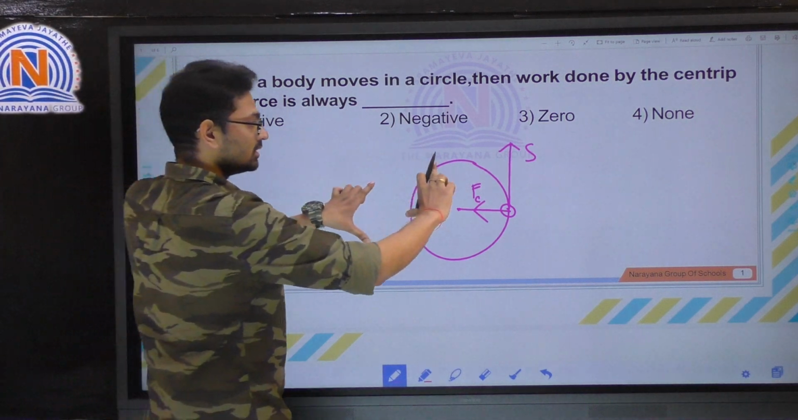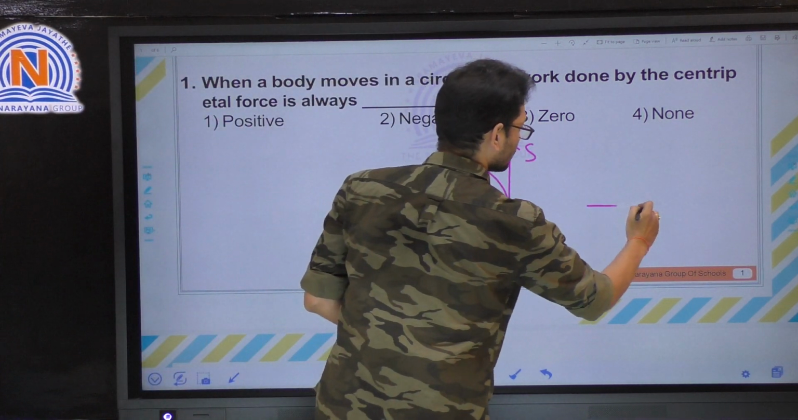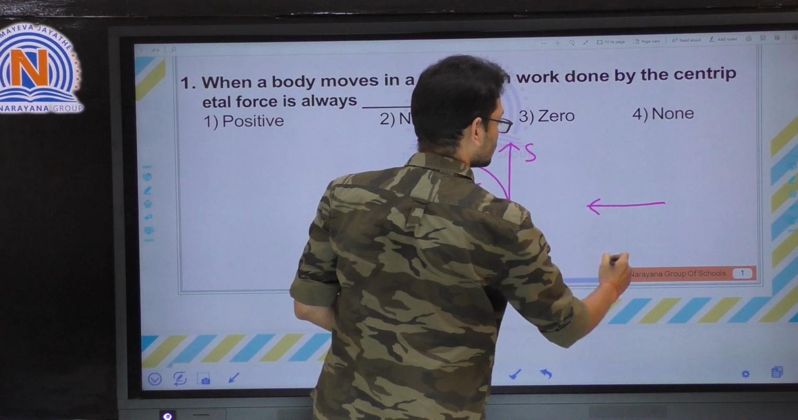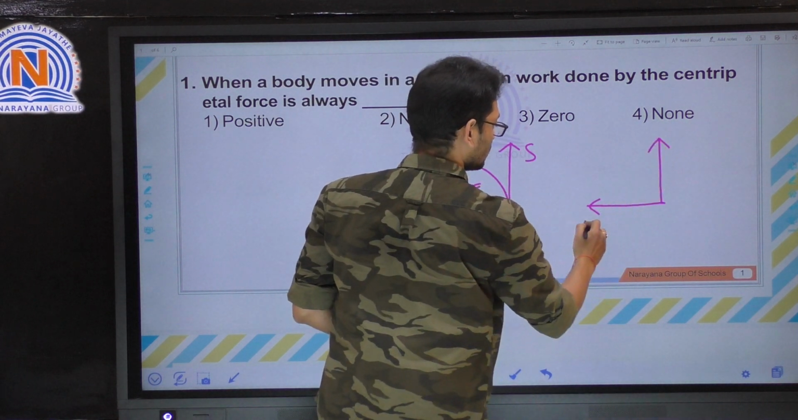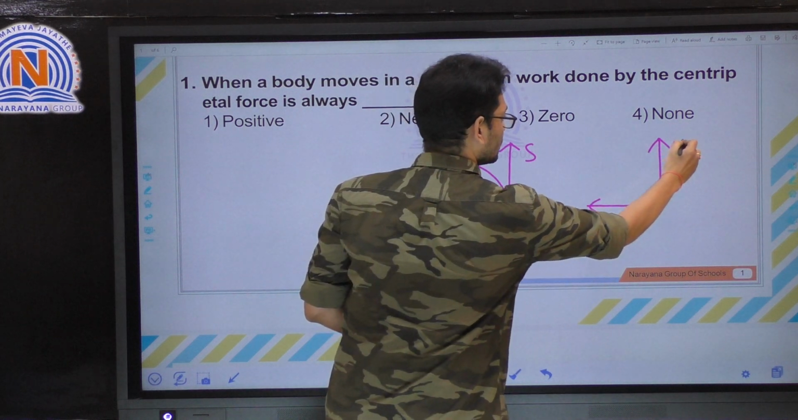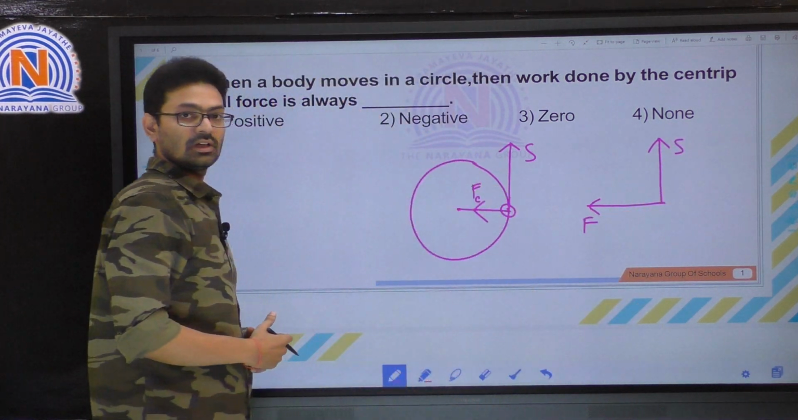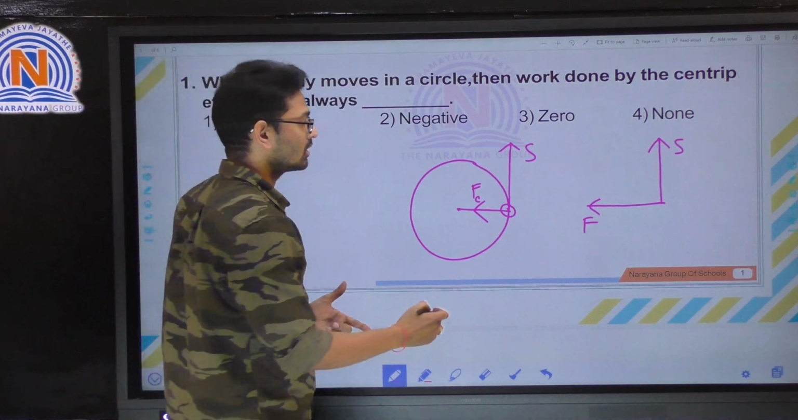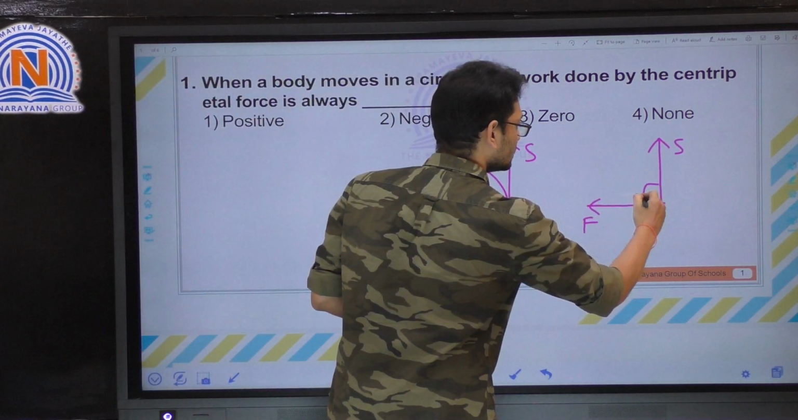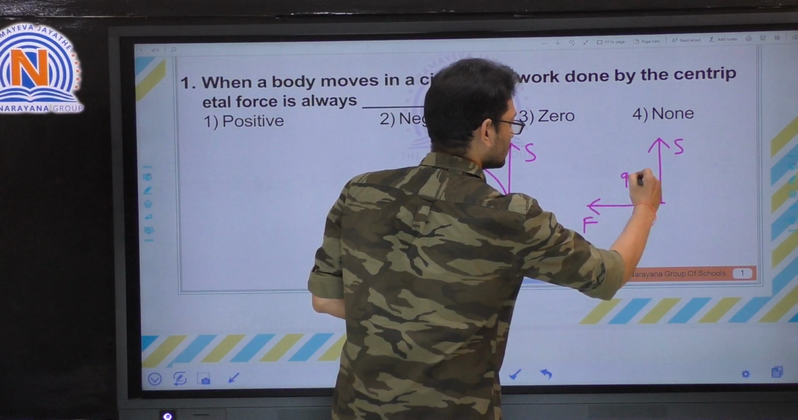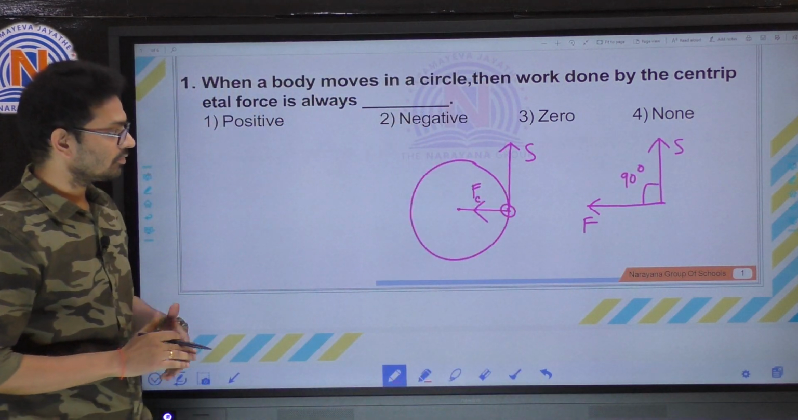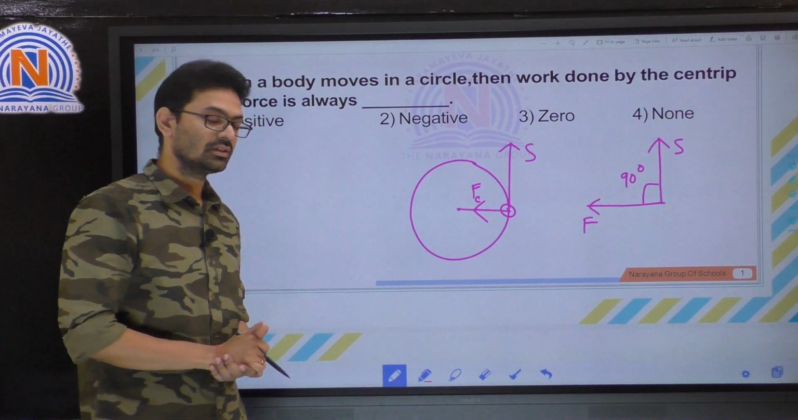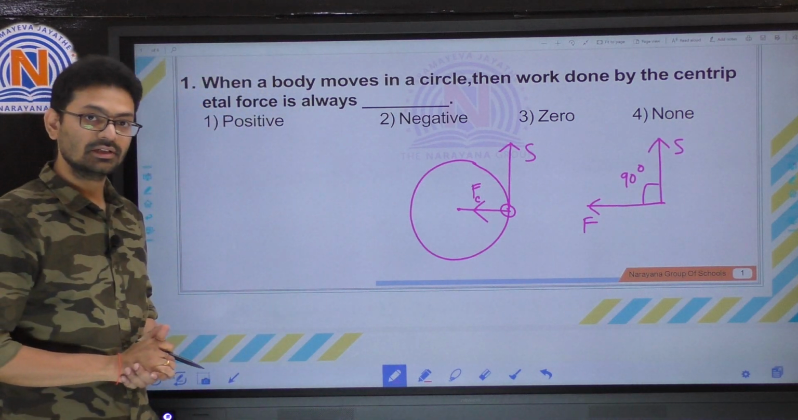Now let us take these things to a side. Force, displacement. We have force and displacement. Now these two vectors are separated with an angle theta of 90 degrees. They are perpendicular to each other. When they are perpendicular to each other, that means the angle between them is 90 degrees.